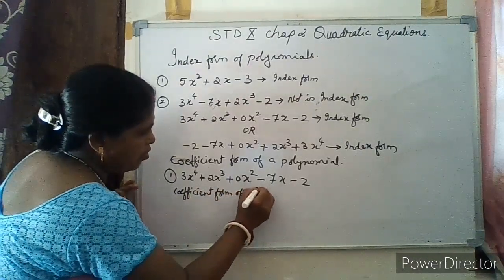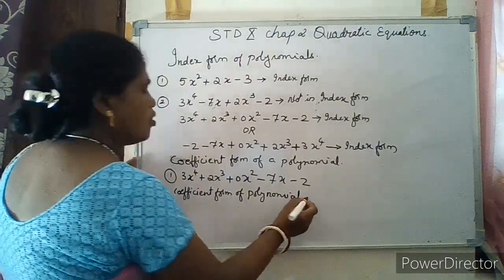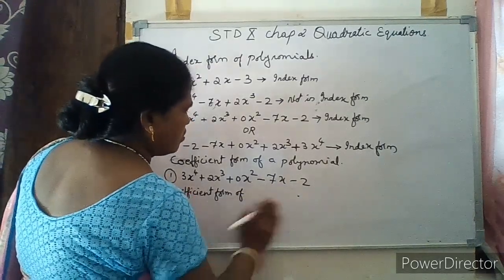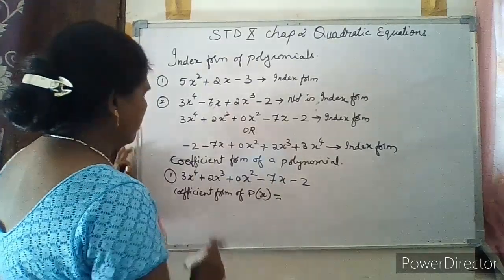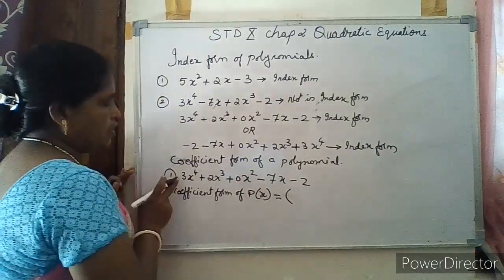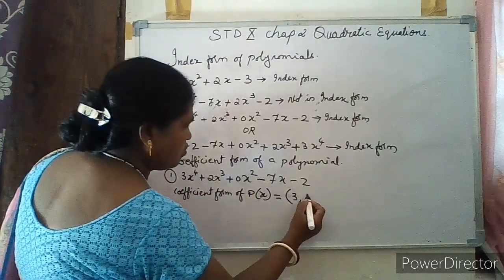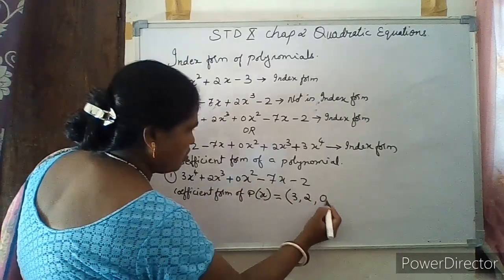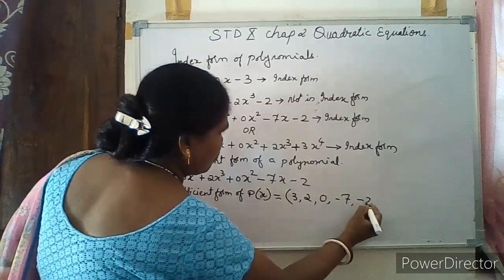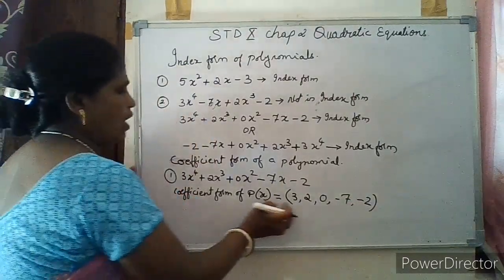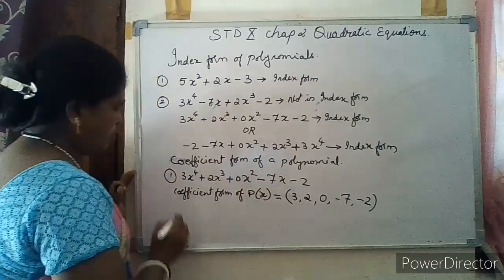Form of polynomial. We can write it as p(x), because the variable is x here, in this form. You have learned we have to take only the coefficients, that is 3. The next coefficient is 2. The next one is 0 and the next is minus 7. The next, the constant term, the last one, is minus 2. So when we write this in this form, this is the coefficient form of the polynomial.